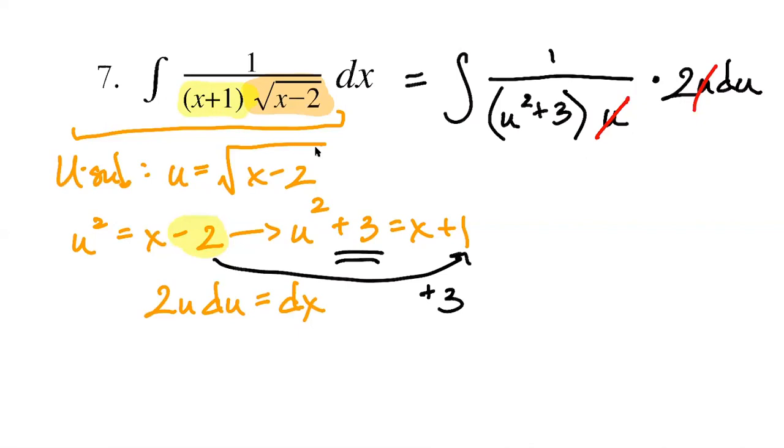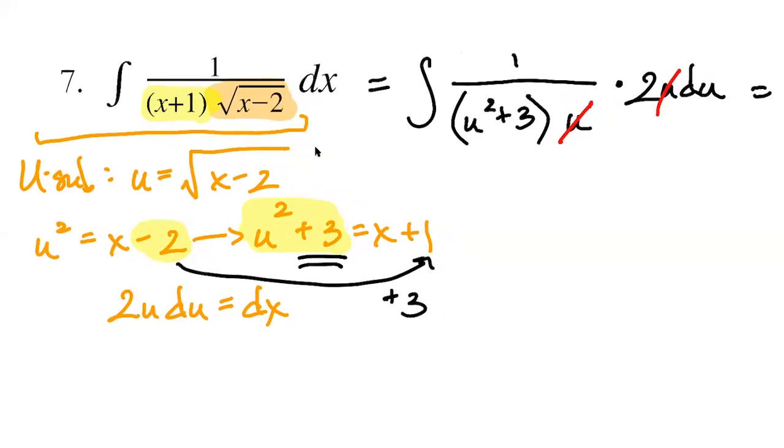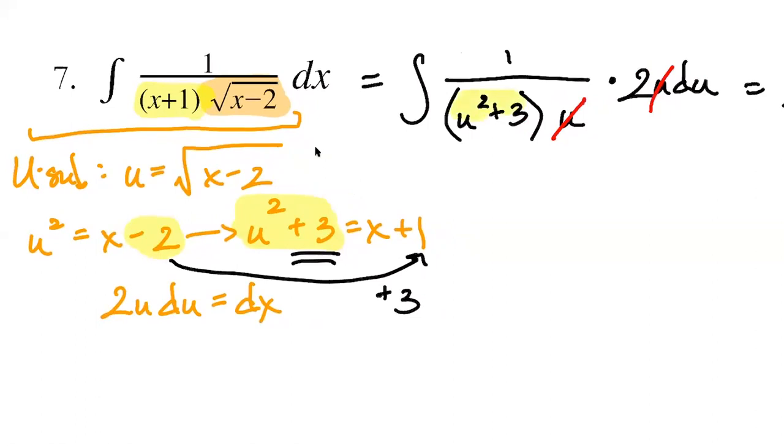So what I get is, everywhere where I see the x plus 1, I can replace it with u squared plus 3. And then I take my derivative from there, so 2u du equals dx. It makes my derivatives easier. And when I plug everything into my integral, everywhere I see the x plus 1, I put the u squared plus 3, and everywhere I see the square root of x minus 2, I put the u.